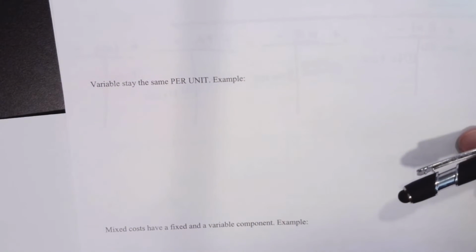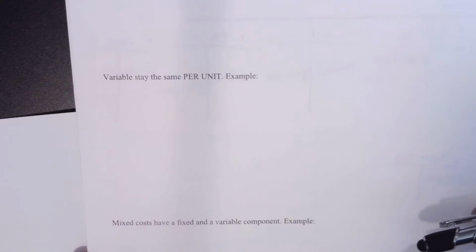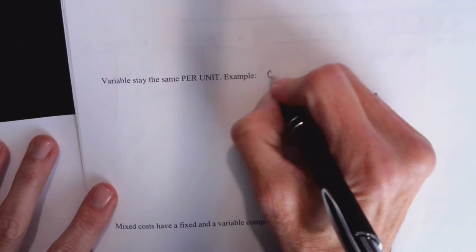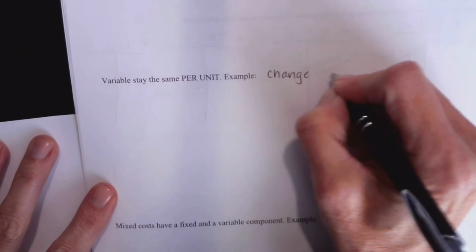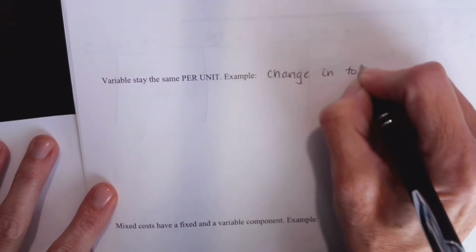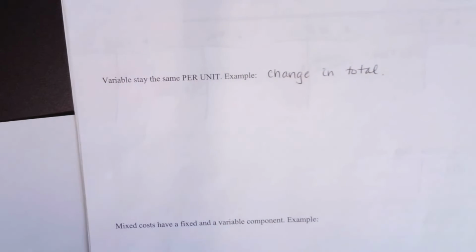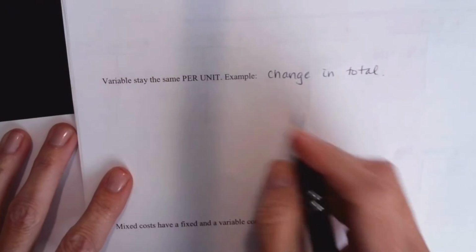So let's move on, we didn't get to variable costs, right? We stopped at fixed, okay. So variable costs stay the same per unit, but they change in total. So the example we'll use here is the potatoes from our potato chip example.